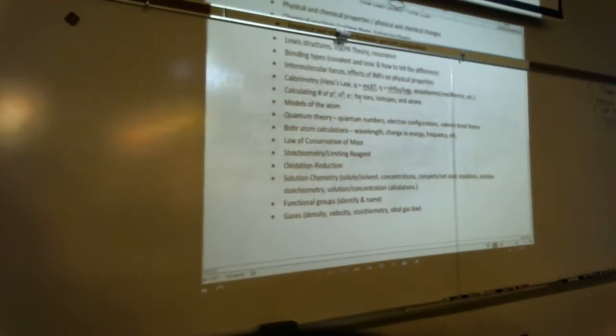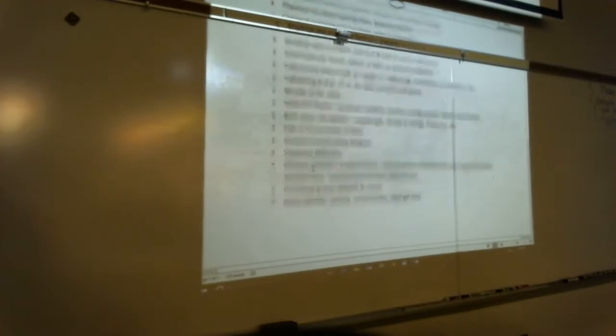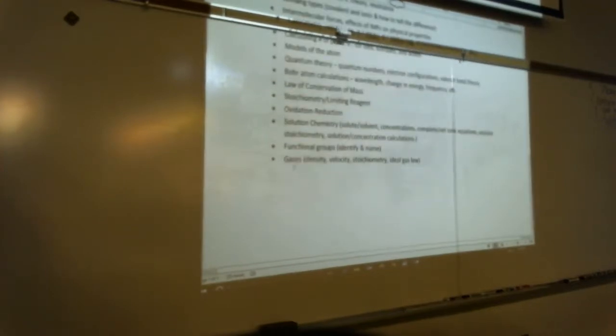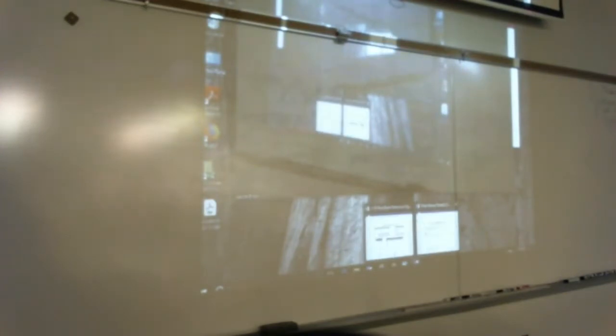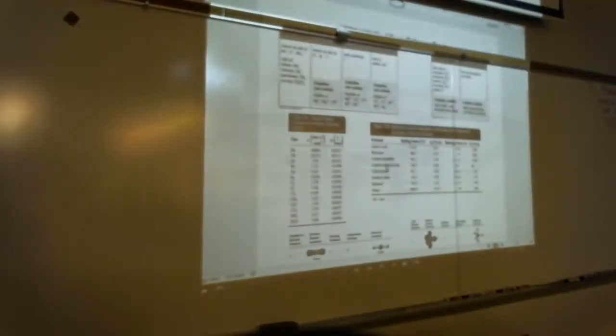Calculating protons, neutrons, electrons for ions, isotopes, and atoms, models of the atom, quantum theory, Bohr atom calculations, conservation of mass, stoichiometry, limiting reagent, redox, solution chemistry, functional groups, and gases. All right, so that is what's on the exam. And again, this is already posted on the course webpage if you would like to see it.